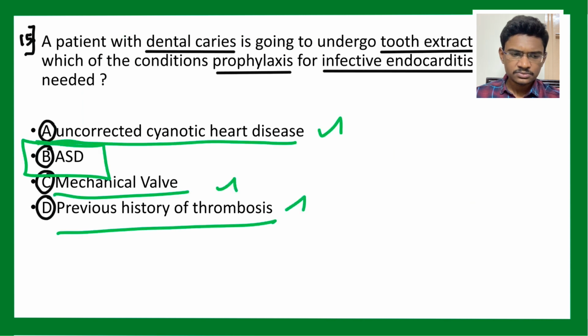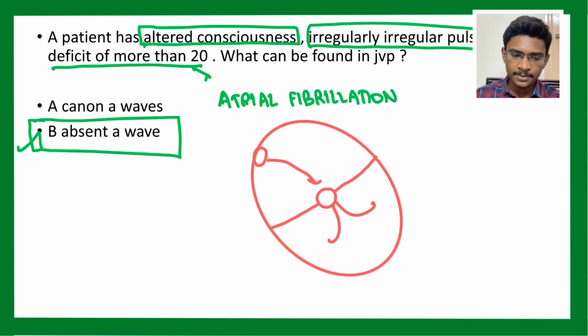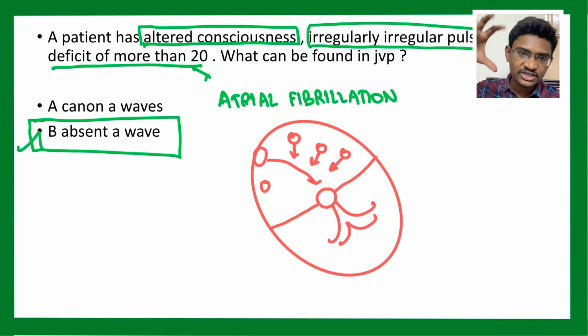Next, a patient with altered consciousness, irregular pulse and pulse deficit of more than 20, and what can be found in his JVP? Irregular pulse with pulse deficit more than 10 means it is nothing but atrial fibrillation. In atrial fibrillation, multiple parts of the atrium try to contract, but effective contraction is not happening. If effective atrial systole is not happening, the A wave, the atrial kick, doesn't happen. So A waves will be absent in JVP.